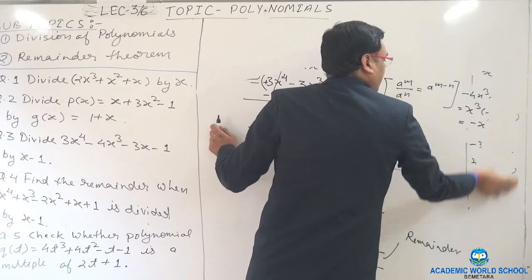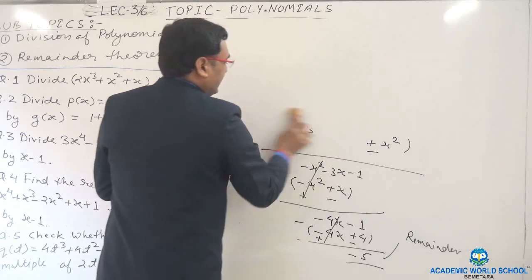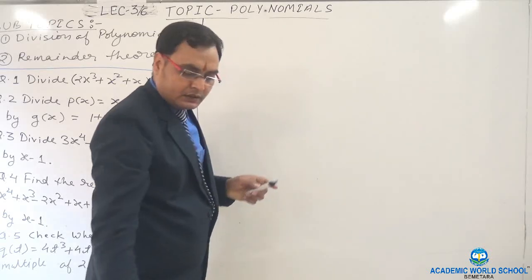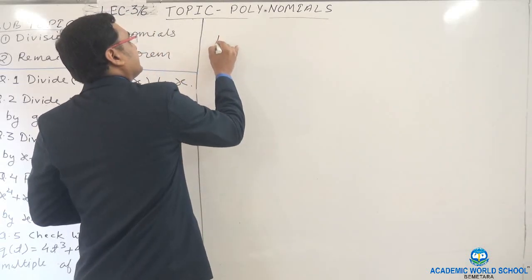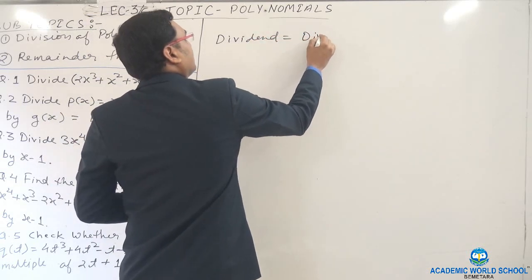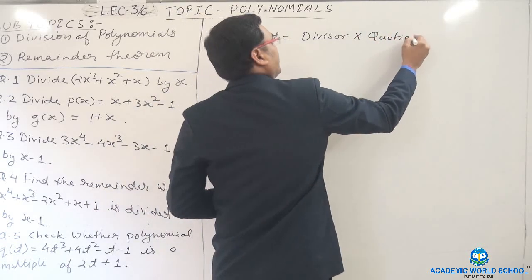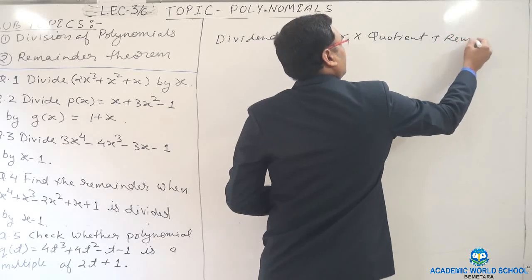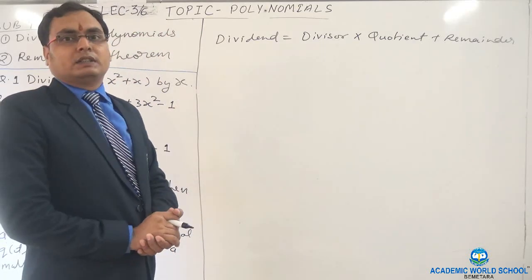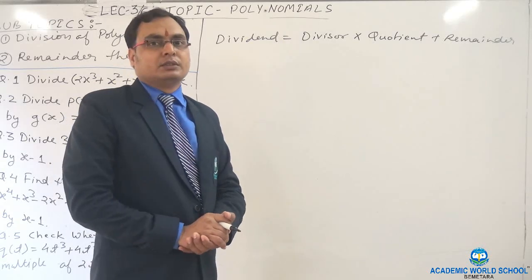So as you know, the relation: dividend is equal to divisor into quotient plus remainder. We all know this relation. Dividend is equal to divisor into quotient plus remainder. By this simple relation, we can reach our remainder theorem also.